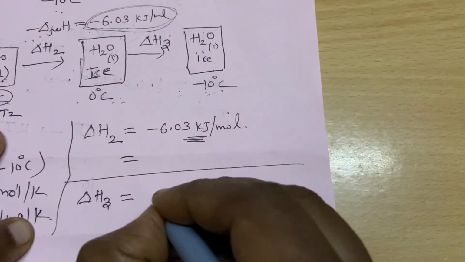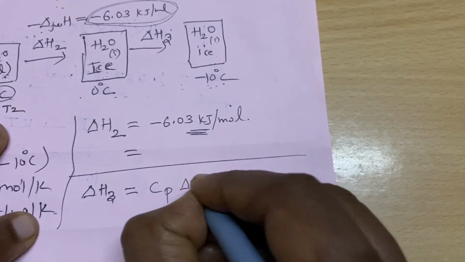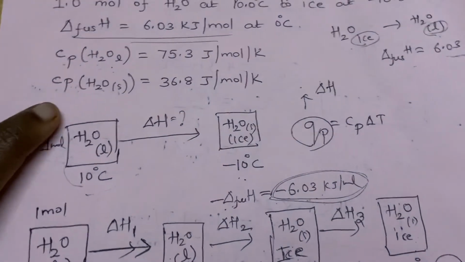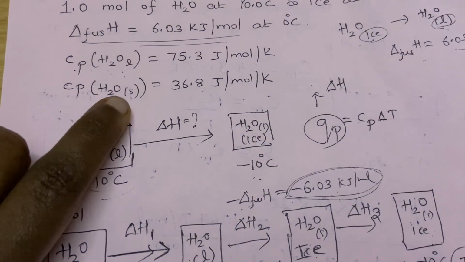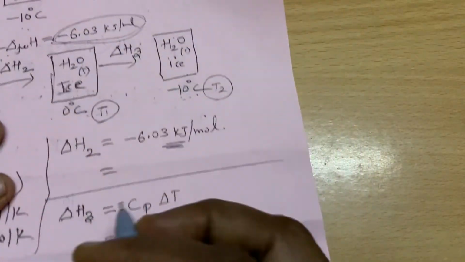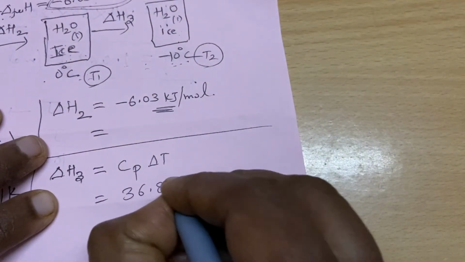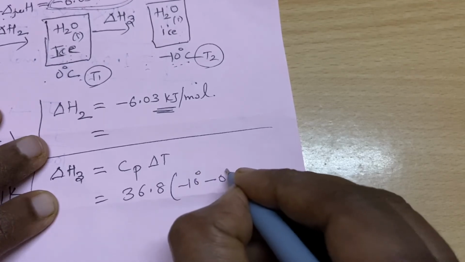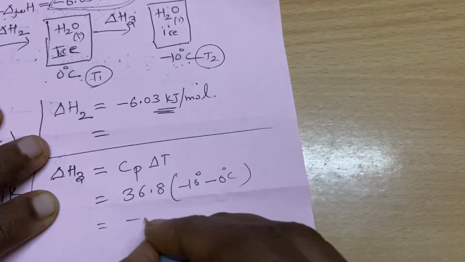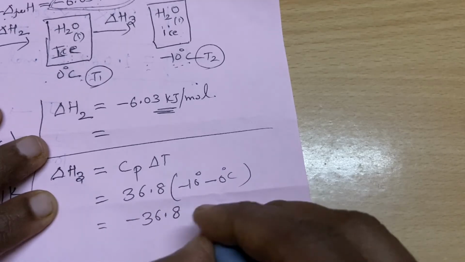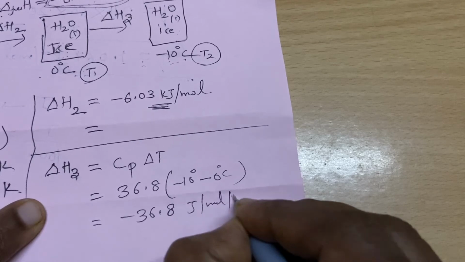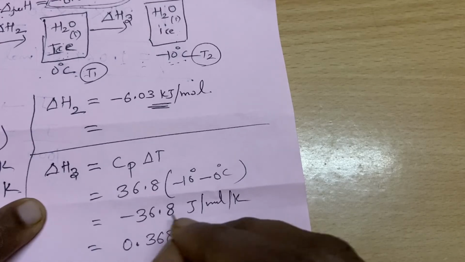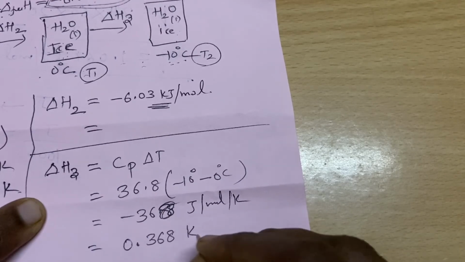So we are going to use the formula Cp del T. Here this is T1 and this is T2, and here the heat capacity of ice is given. So use that: 36.8 into T2, which is minus 10, minus T1, which is 0 degrees Celsius. So the answer is minus 368 joules per mole per Kelvin. And if you convert this, convert this into kilojoules.